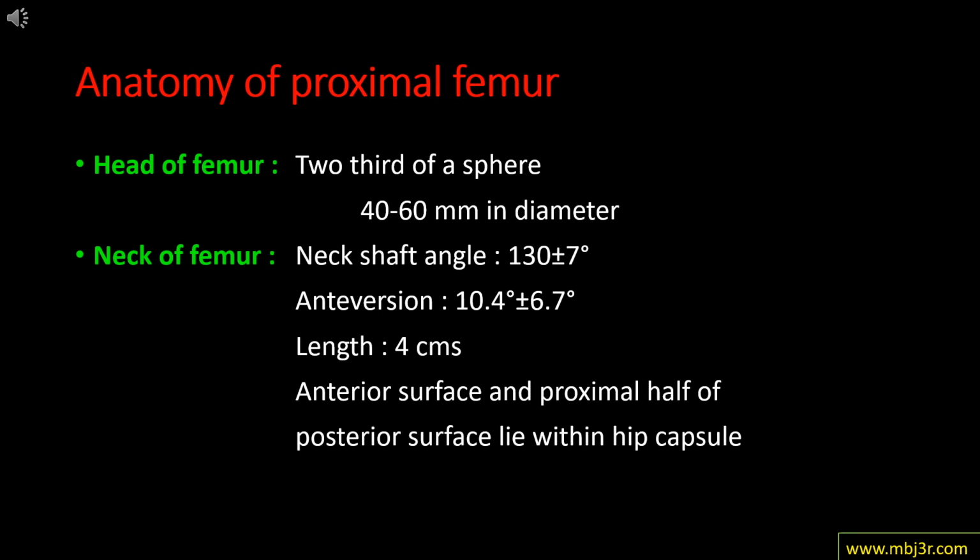Anatomy of the proximal femur. Head of the femur is two-thirds of a sphere. It is almost 40 to 60 millimeters in diameter. Rarely it is bigger than 60 or smaller than 40. Neck shaft angle is 130 plus or minus 7 degrees. Anteversion is 10.4 plus or minus 6.7 degrees. Length is 4 centimeters. Anterior surface and proximal half of the posterior surface lie within the capsule.